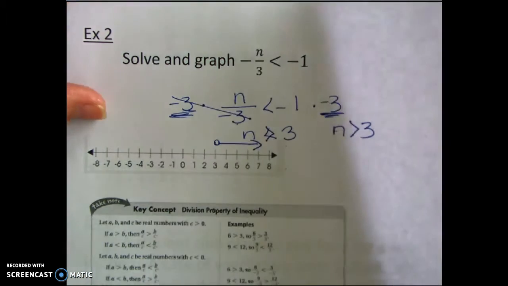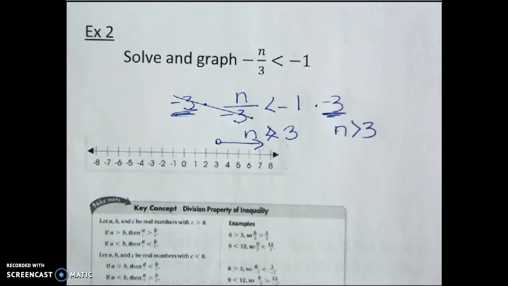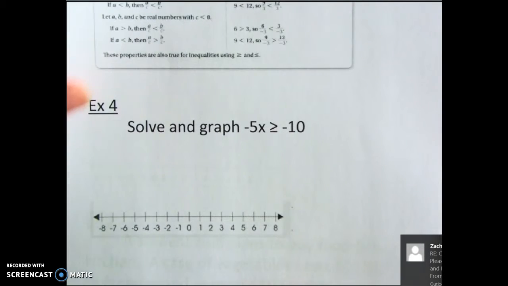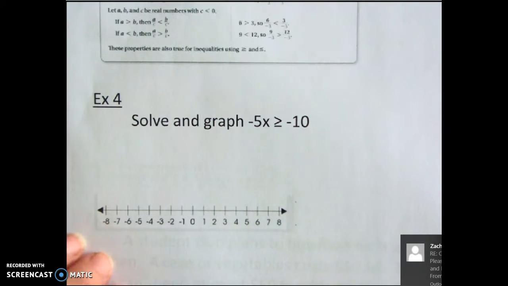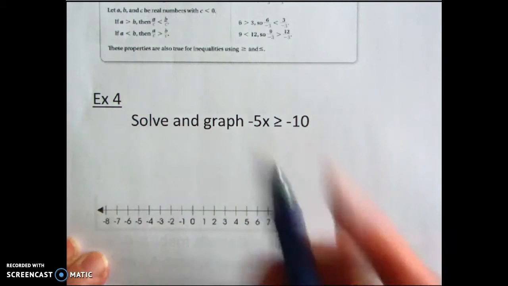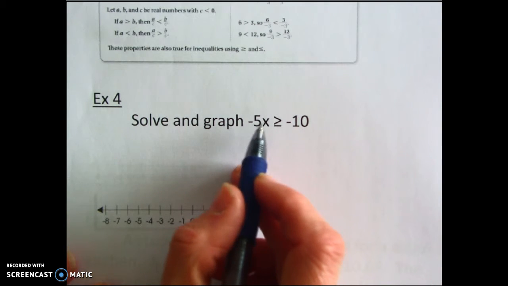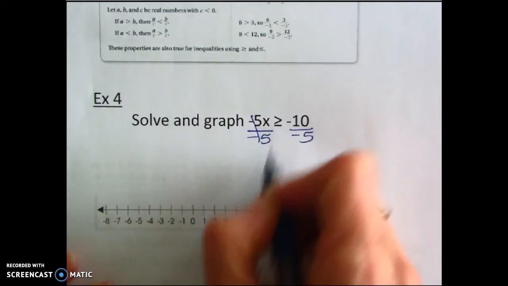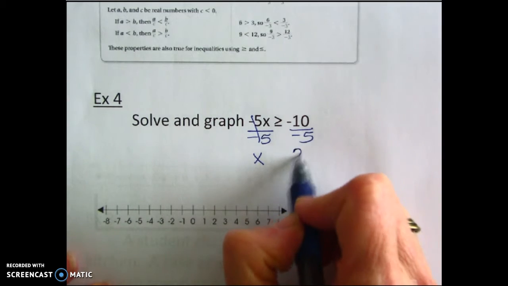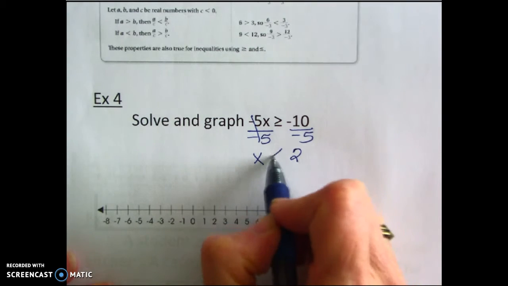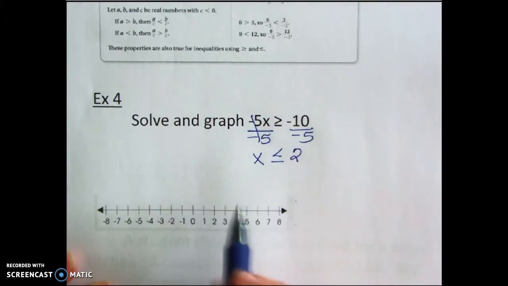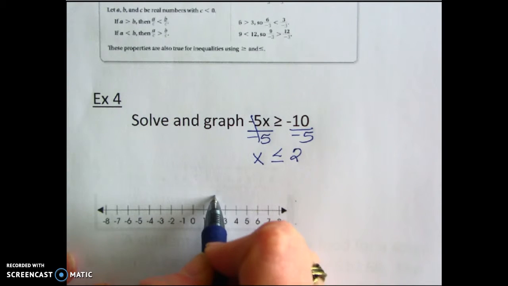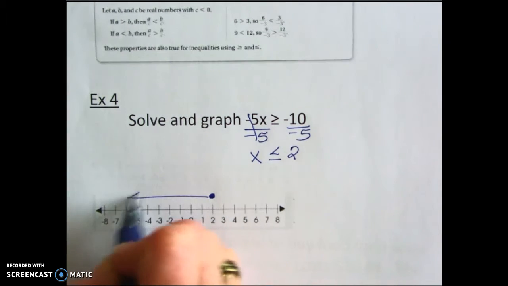Same thing is going to be true for division. If we have -5x greater than or equal to -10, to get rid of the -5 here that's multiplied, we will divide by -5 on both sides of the inequality. When we multiply or divide by a negative, we must flip the inequality symbol. So this is x is less than or equal to 2, so we're closing this one in.